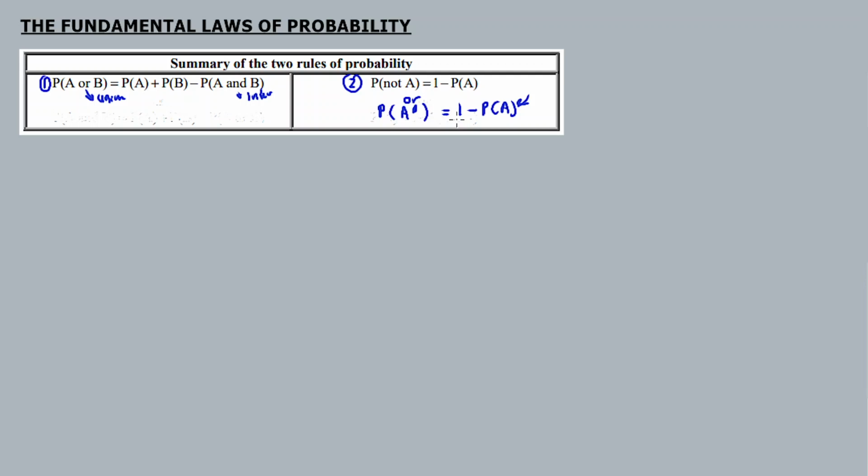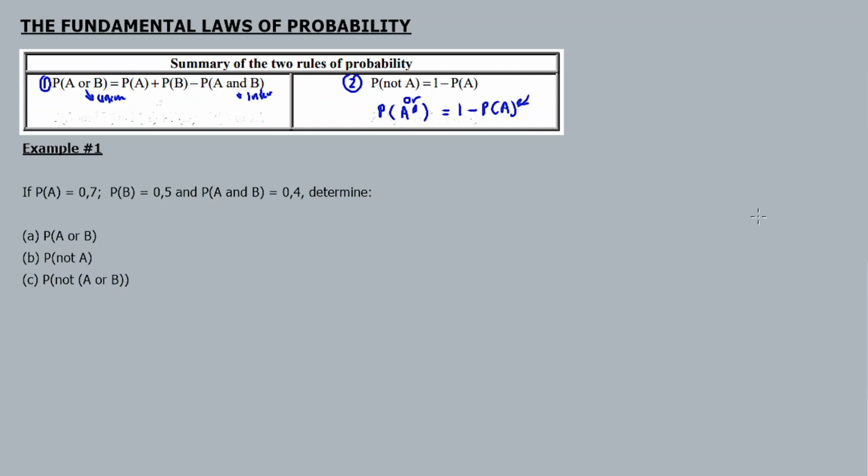They will give you values. Maybe they say you are given the probability of not A, you have to calculate the probability of A, and things like that. It's just an equation. You just plug in the values, then you find your answers. Let's take our first example just to show how these laws are applied.